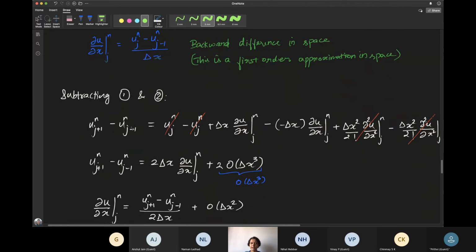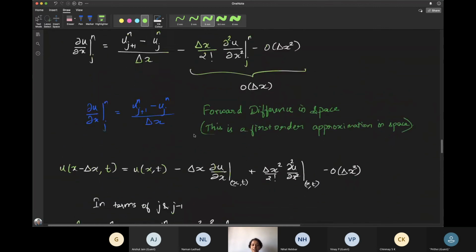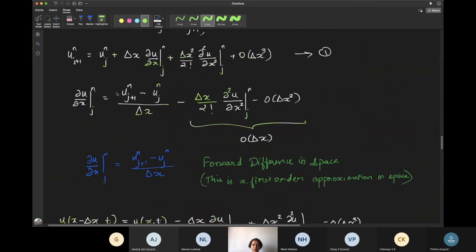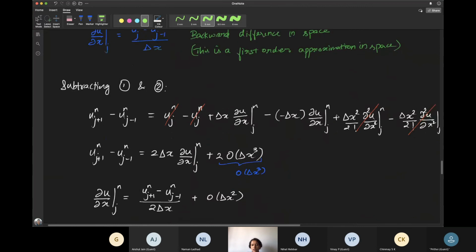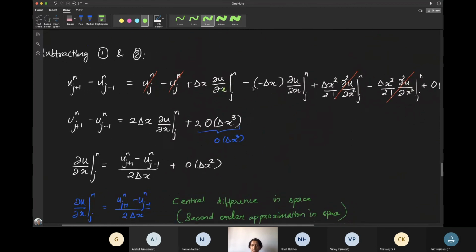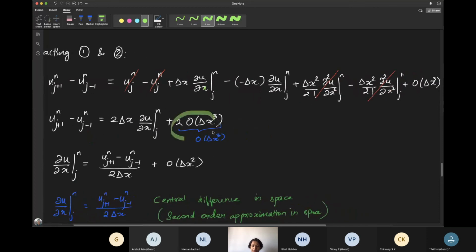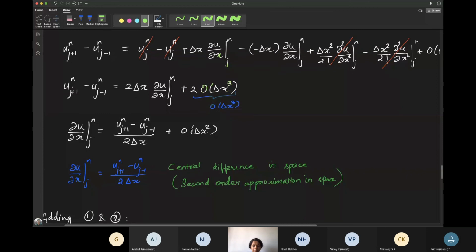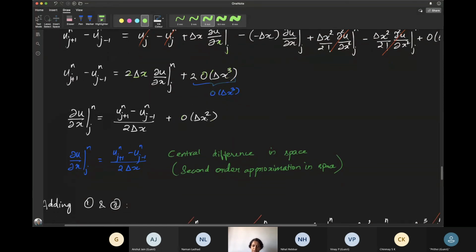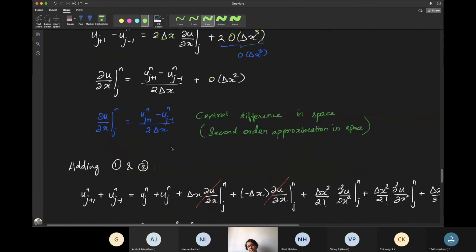Now if you subtract 1 and 2, this second equation is your backward difference equation, and this is the equation that you wrote for getting forward difference. You subtract those, and you will get something known as central difference. When you do this, your first term will be of order delta x cube. When you divide it by delta x, your first term will be of order delta x squared. So that central difference is a second order approximation in space.